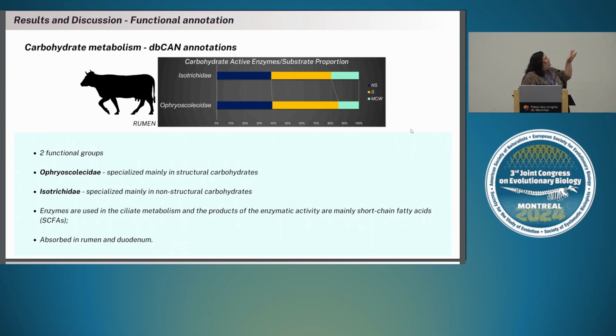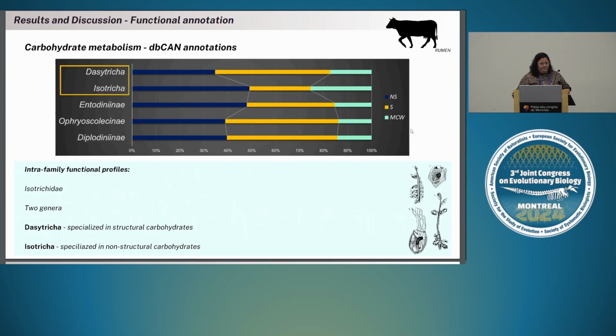When you analyze the rumen specifically, we also observed two major functional groups, one represented by the family Ophryoscolecidae, with ciliates specialized mainly in structural carbohydrates, and the other represented by the family Isotrichidae, with ciliates specialized mainly in non-structural carbohydrates. And as in the cecum, these enzymes are used in their own ciliate metabolism, and the products of their enzymatic activities are SCFAs, which are absorbed in the rumen and in the duodenum.